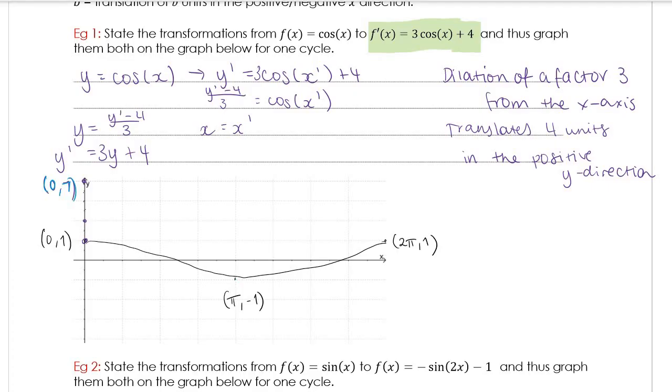Same thing for pi, negative 1. If I dilate that a factor of 3, I would end up at negative 3, and then I'm going to move 4 units up.